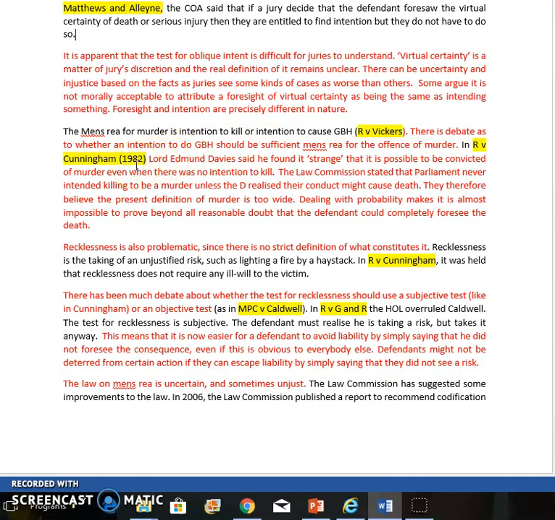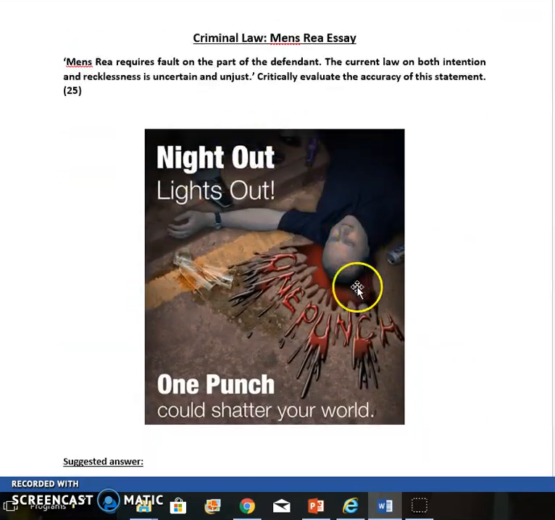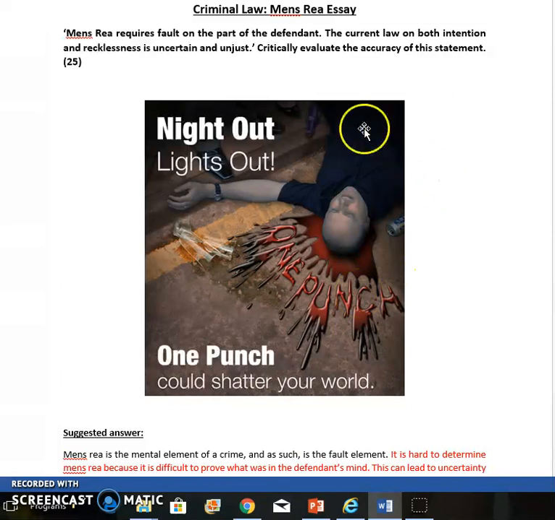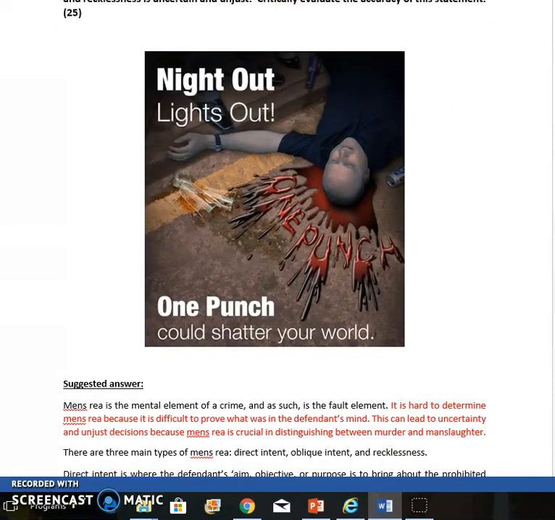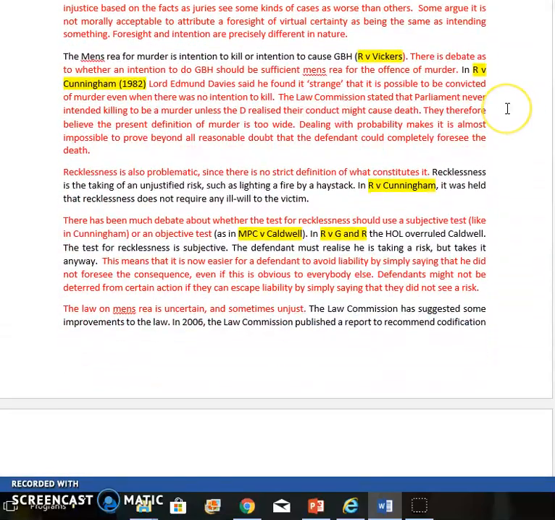And in Cunningham, Lord Edmund Davies said that in his opinion it was strange that it's possible to be guilty of murder even where there was no intention to kill. So he's talking about this situation here, that he thinks it's strange the defendant could be convicted of murder through this one punch if he didn't intend to kill. And I think that's a valid argument. In most people's minds, that would be manslaughter rather than murder.